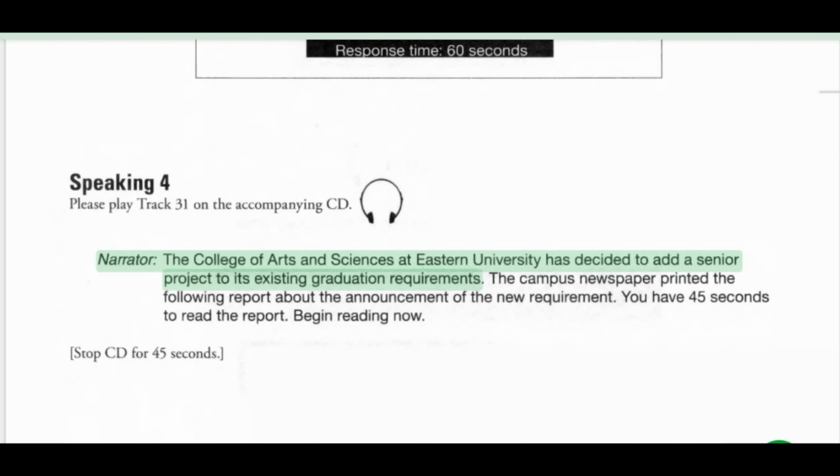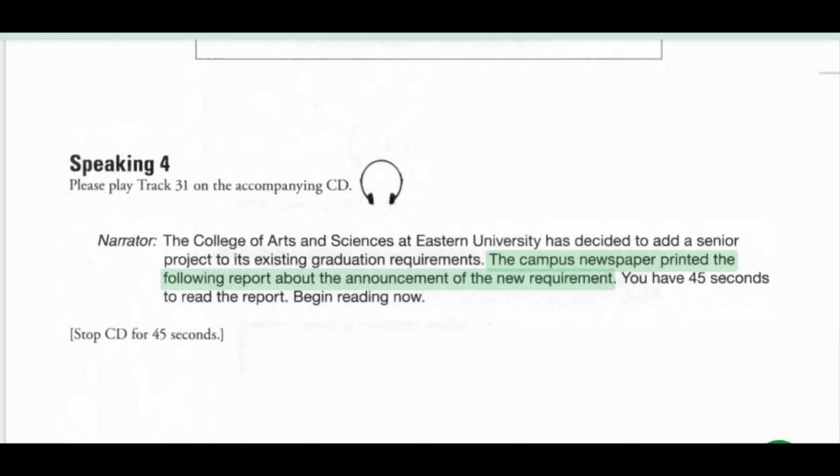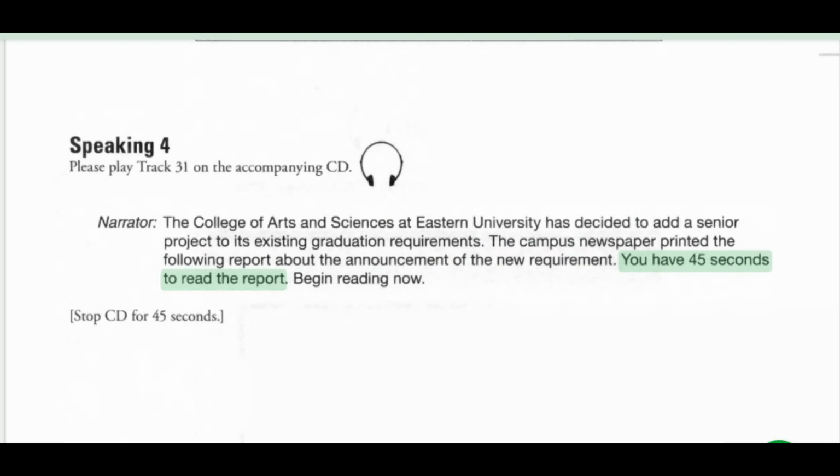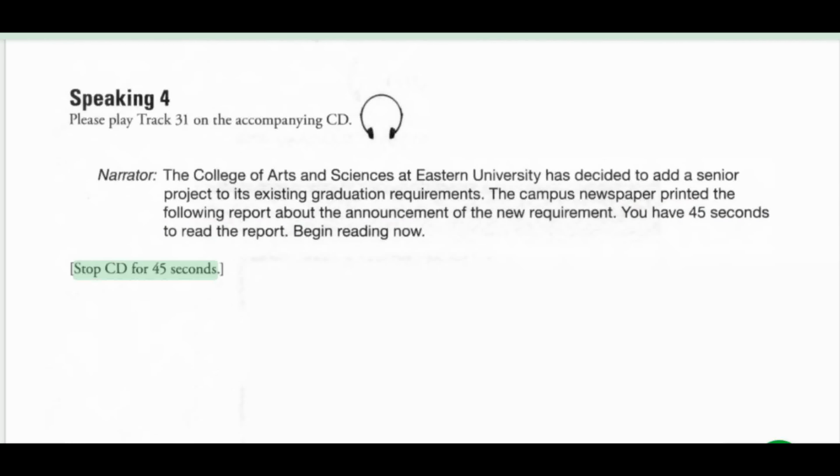Narrator: The College of Arts and Sciences at Eastern University has decided to add a senior project to its existing graduation requirements. The campus newspaper printed the following report about the announcement of the new requirement. You have 45 seconds to read the report. Begin reading now. Stop CD for 45 seconds.